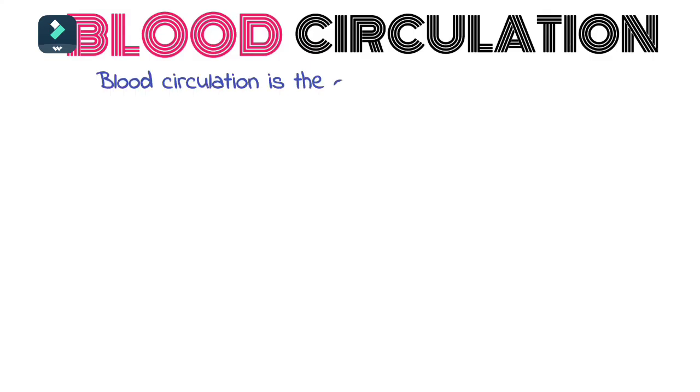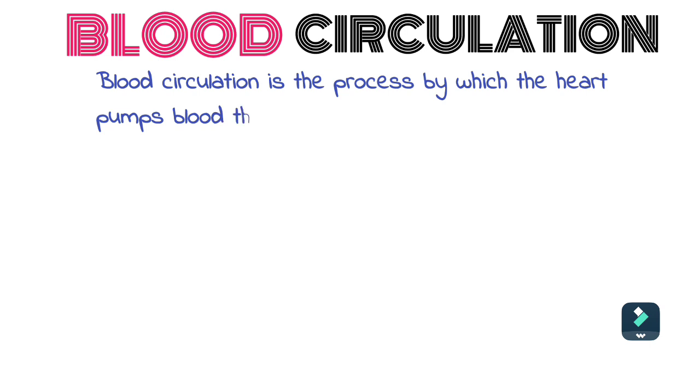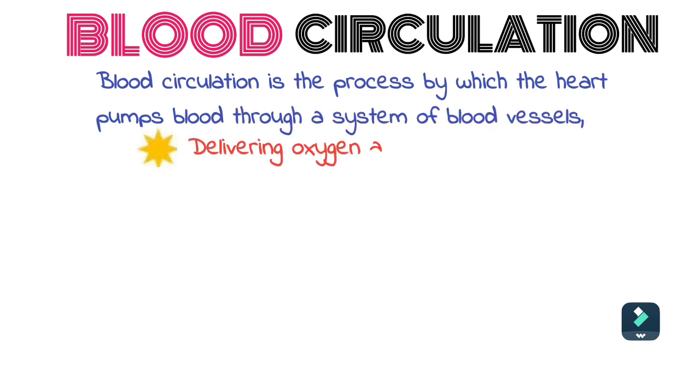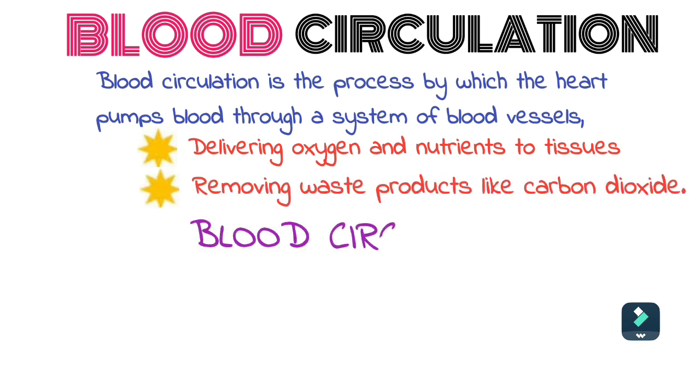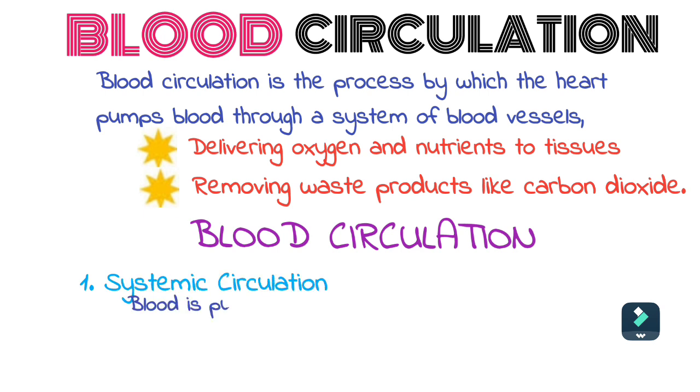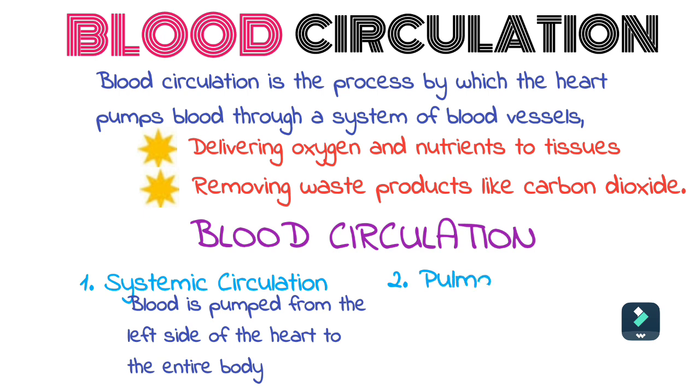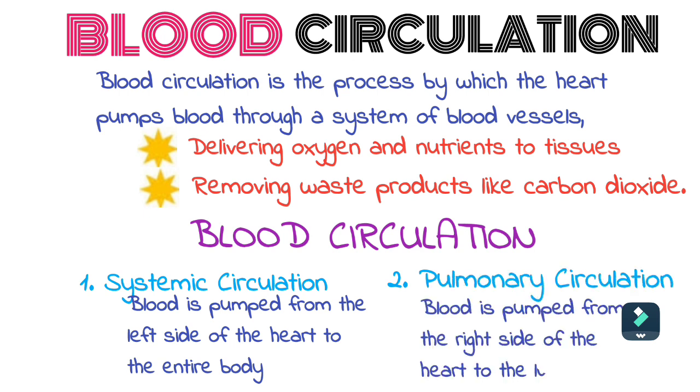Blood circulation is the process by which the heart pumps blood through a system of blood vessels in order to deliver oxygen and nutrients to tissues and remove waste products like carbon dioxide. There are two types of blood circulation. 1. Systemic circulation. Blood is pumped from the left side of the heart to the entire body. 2. Pulmonary circulation. Blood is pumped from the right side of the heart to the lungs.